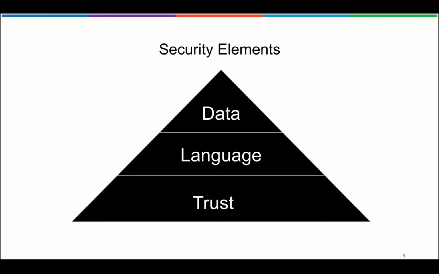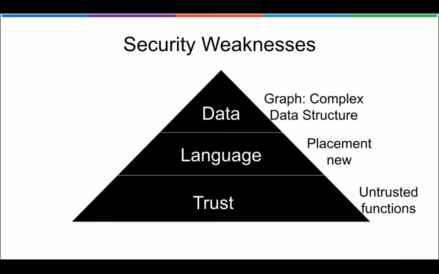So even though the talk says placement new attacks, function-based attacks, and graph HMAC, we'll start with the function-based attacks. First we'll talk about untrusted functions and the security model there. Then we'll go to placement new attacks. Then we'll go to graph data. Now let's start with the first one.